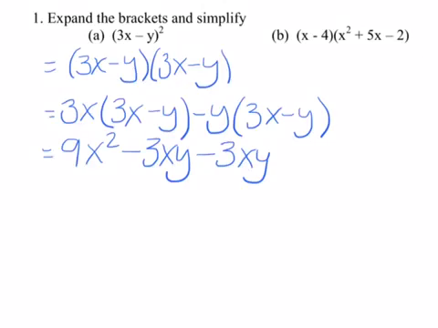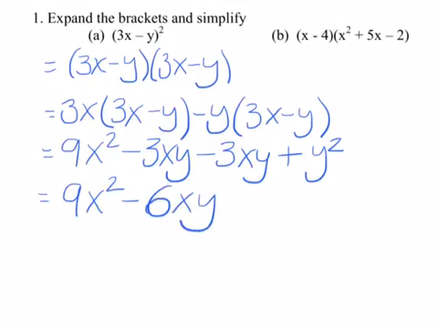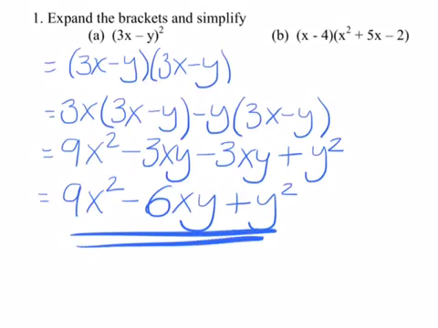And then we have the negative y times the other negative y. So a negative times a negative is a positive, so it's plus. And then y times y is y squared. So what we have now is 9x squared minus 3xy minus 3xy plus y squared. Collecting the like terms, which is this one and this one, we get 9x squared minus 3xy, take away 3xy is minus 6xy. Then we have our plus y squared, and that's the end of that one.